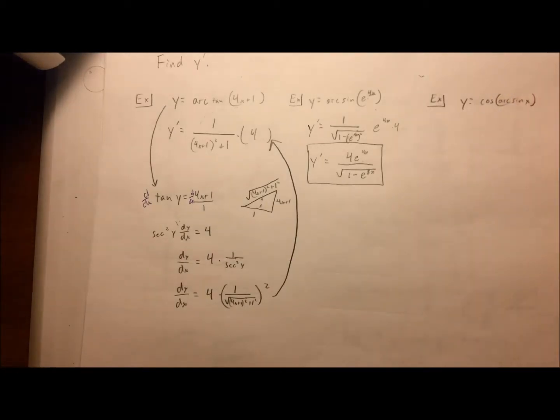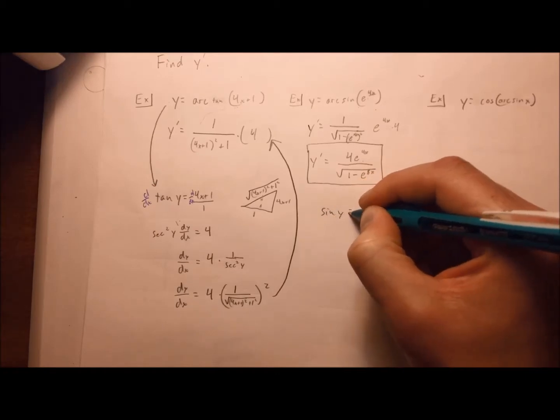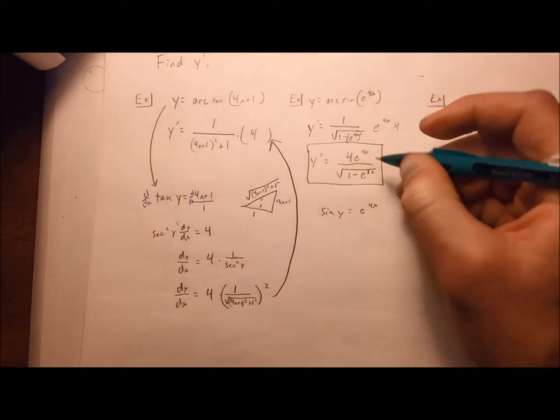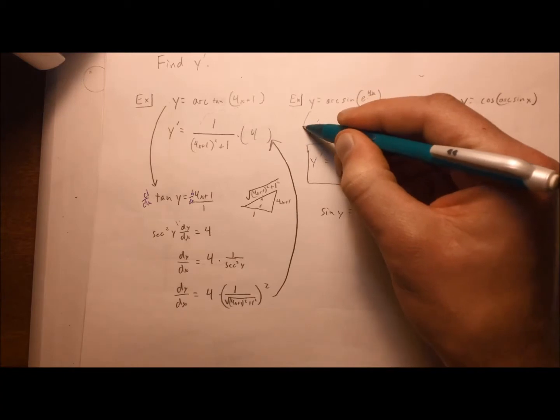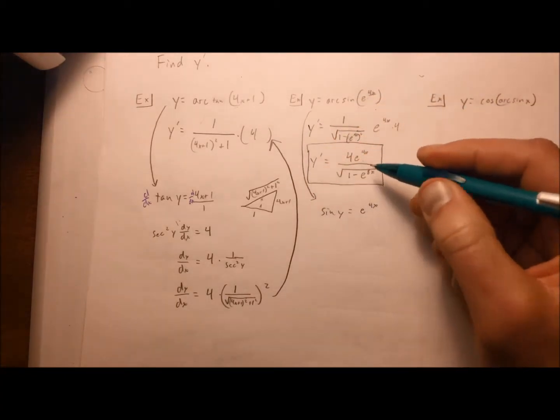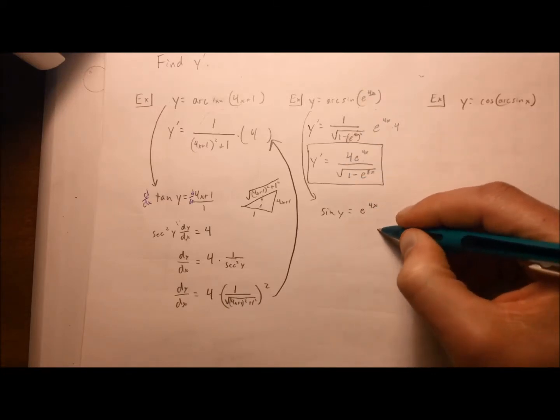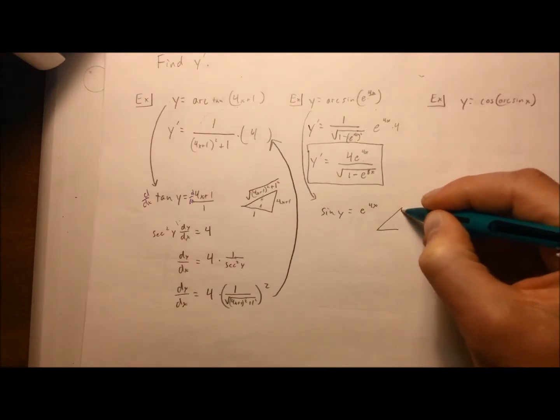But what if we couldn't remember it? No problem. The sine of y is equal to e to the 4x. Once again, if we can't remember the formula, we can always work it out just by making triangles. All you gotta do is draw a triangle.